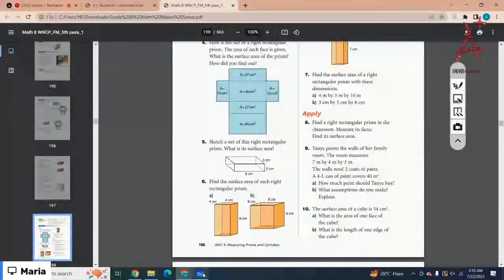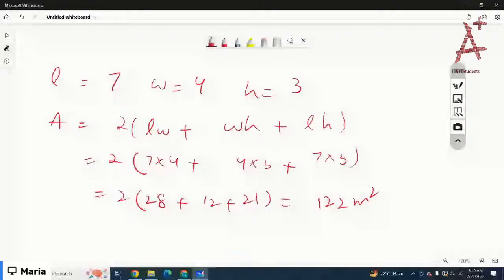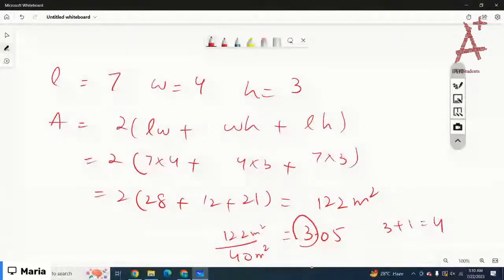Okay, you can see here 122. So one can does 40 meters. Got it? So 122 divided by 40 is 3 point something. That means you need 4 cans. 122 divided by 40 is 3.05. That means you need 3 cans full and the fourth one a portion of the fourth. That means you need a total of 4 cans.